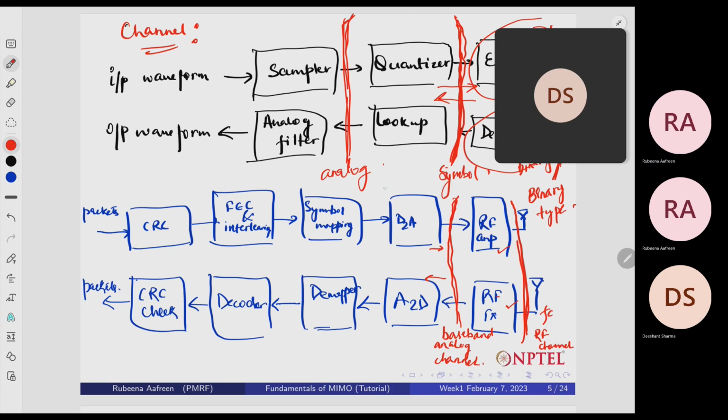Now if we take this interface, what is happening is that the symbol is getting mapped and here it is getting demapped. So some discrete samples are coming and going. By symbol mapping, I mean constellations like QAM, QPSK and so on. So here, this will be a discrete channel.